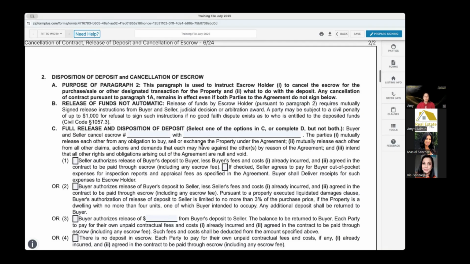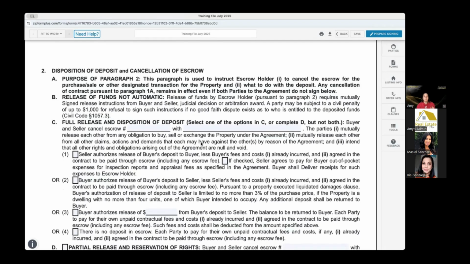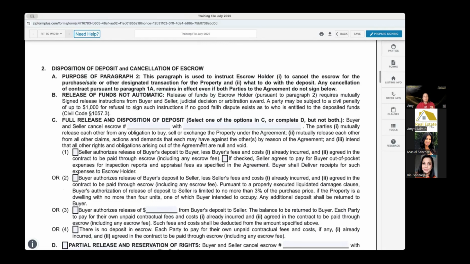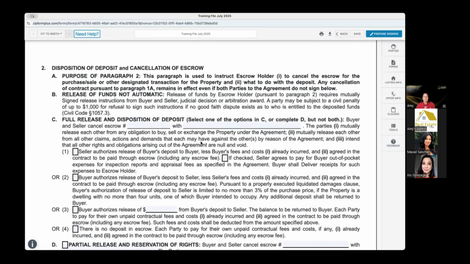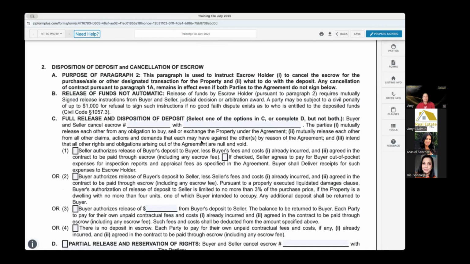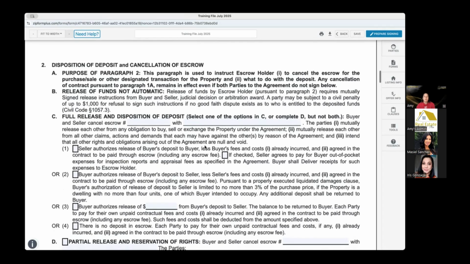The parties mutually release each other from the obligation to buy, sell, or exchange the property under the agreement. They mutually release each other from all claims, actions, and demands that each may have against the other by reason of the agreement and intend that all other rights and obligations arising out of the agreement are null and void. Then we're going to select one of these.